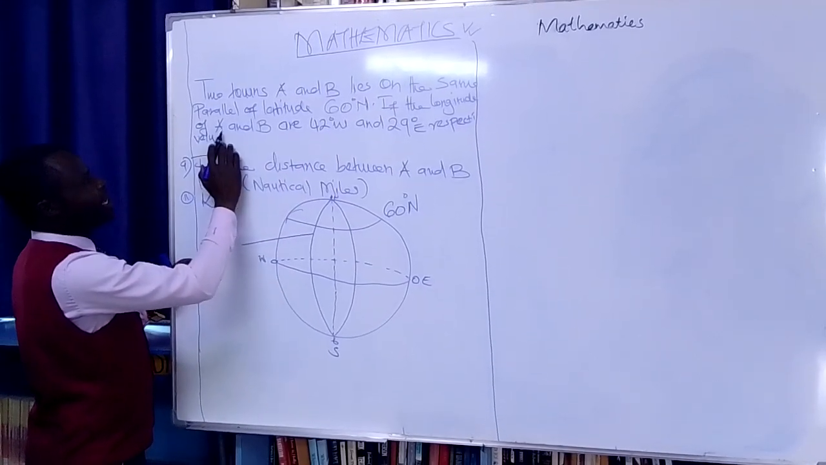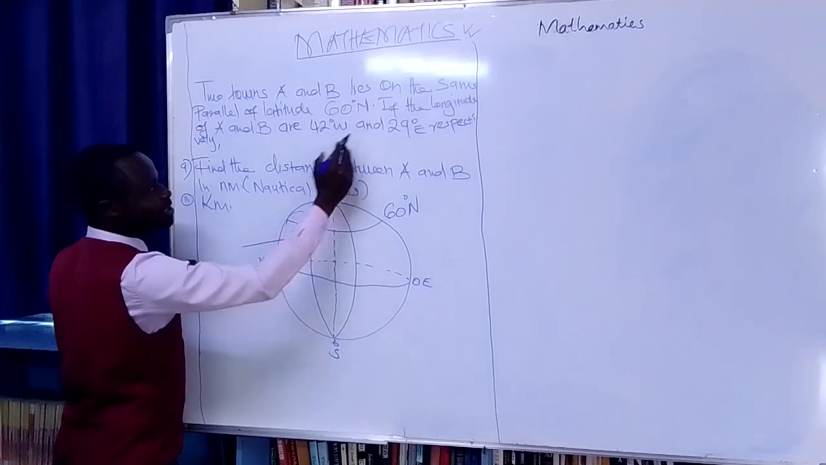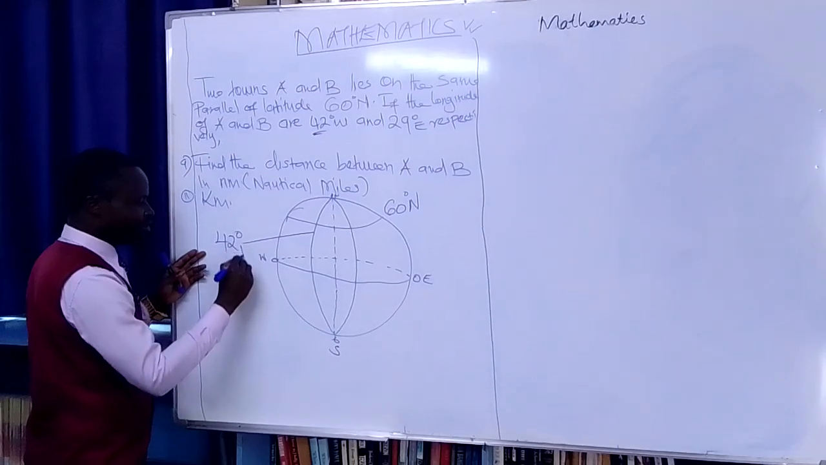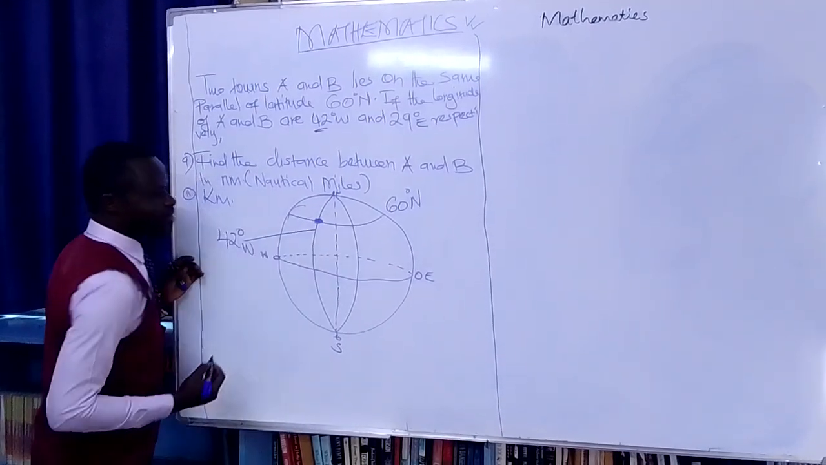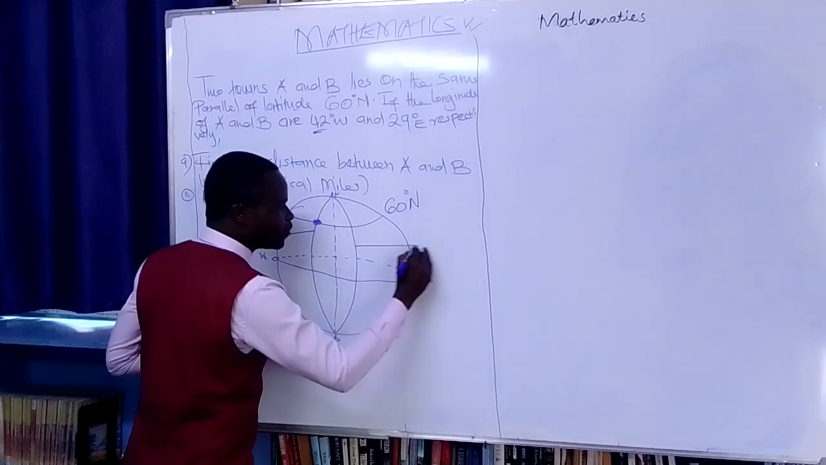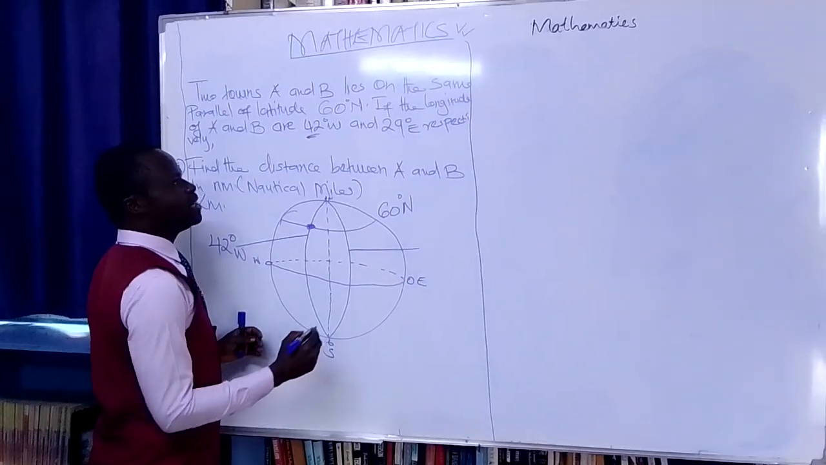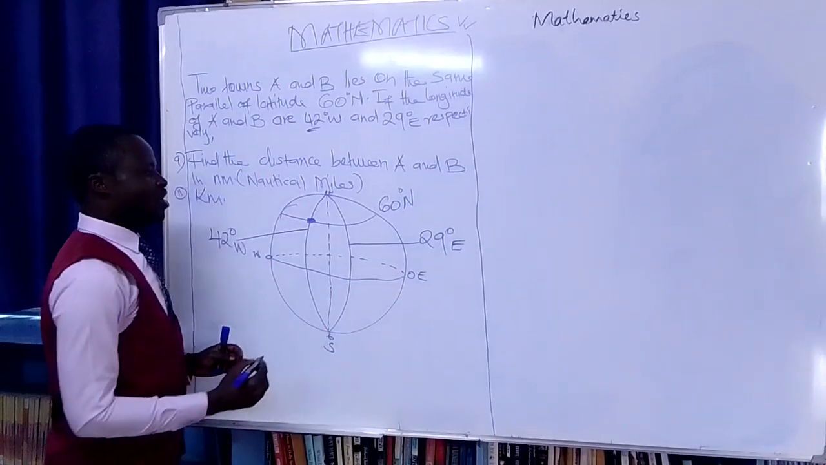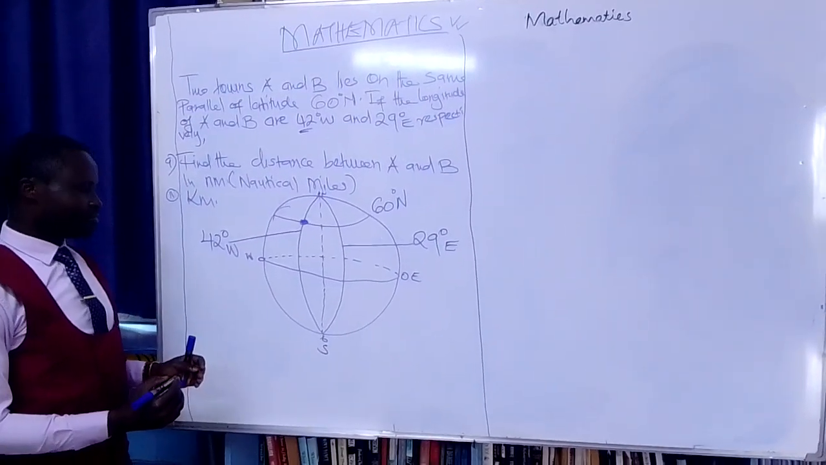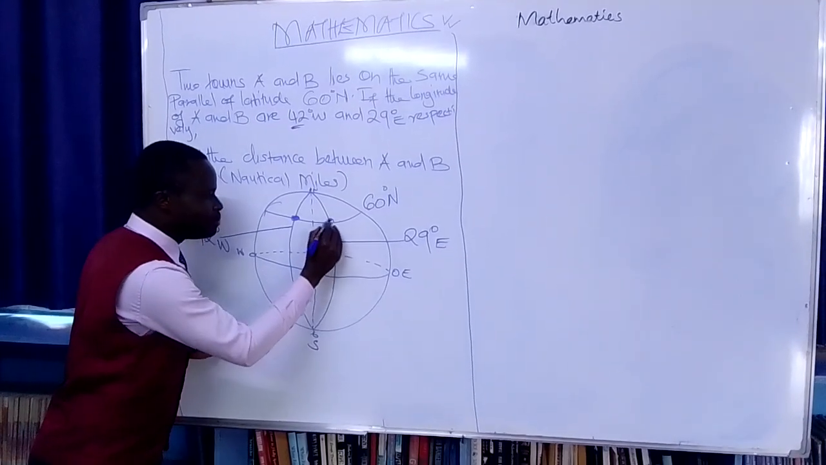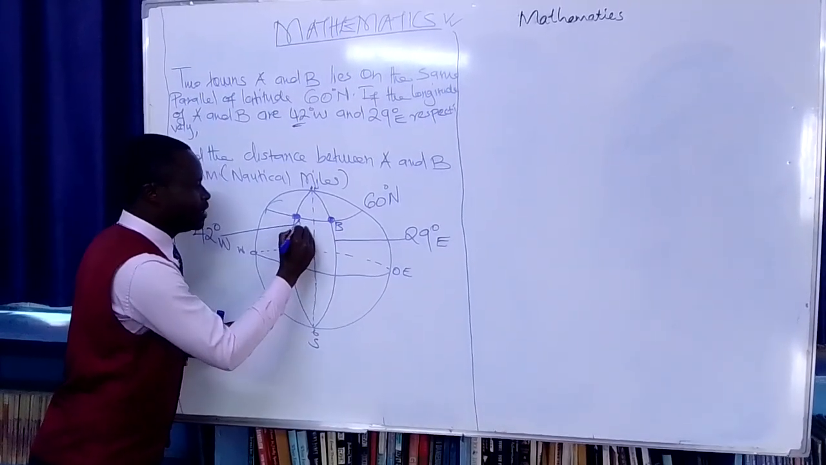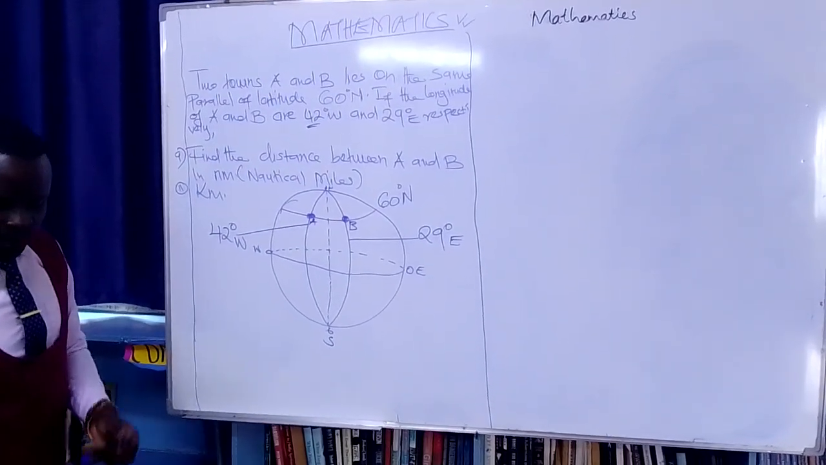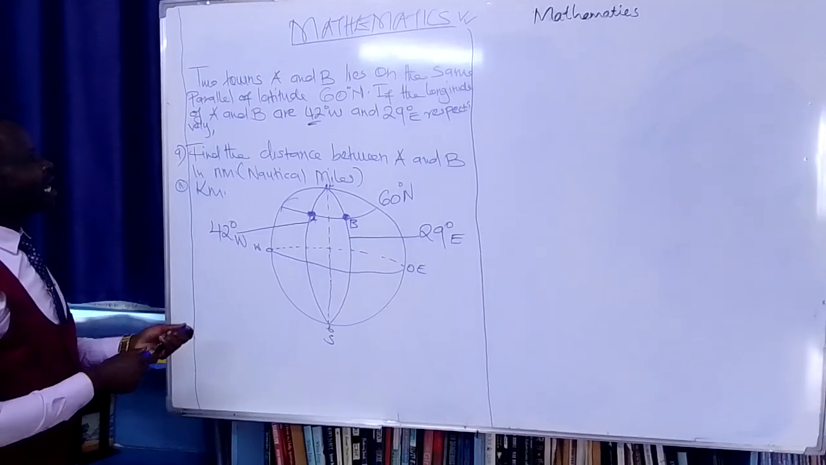We are told that if A and B are 42 degrees west, 42 means this is A. So this is 42 degrees west. So our point A is going to be somewhere there. And on the eastern part of it, we have point B. And this point B is going to be 29 degrees but east of the Greenwich meridian. So this is where point B is going to be. So this is B and this is point A. So after understanding that, I think we can move on and calculate.